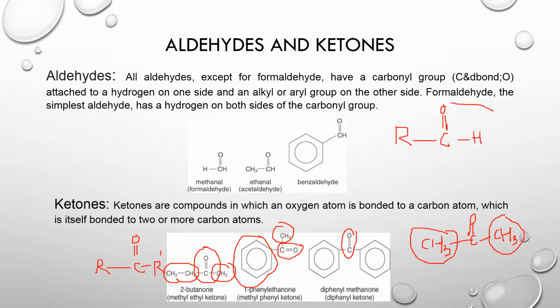This is the functional group of an aldehyde, C double bond O H. Here R may be anything. It may be a hydrogen. If R is hydrogen, then it is formaldehyde. If R is a CH3 group, it is acetaldehyde. If R is a phenyl group, then it is benzaldehyde. So this is about the structure of aldehydes and ketones.